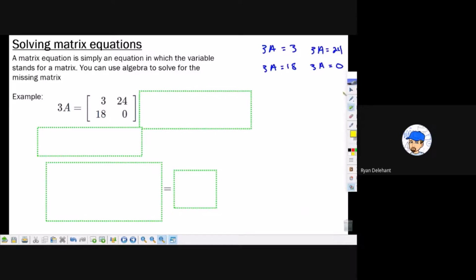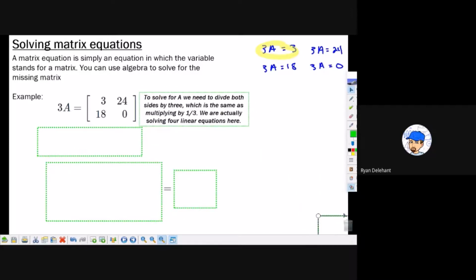If you just look at this one up here, 3A equals 3, what would you do to solve that for A? What's our step of algebra? You divide by 3, right? Now, have I taught you how to divide matrices yet? By a number? No. But one thing you have to remember is that division is also multiplication by that number's reciprocal, meaning that when we solve for A, we need to divide both sides by 3. That's the same as multiplying by a third.